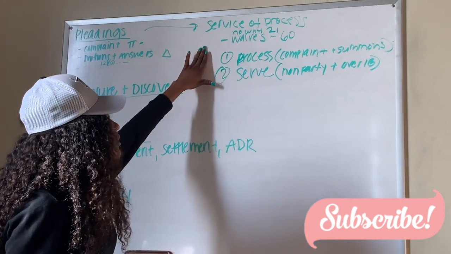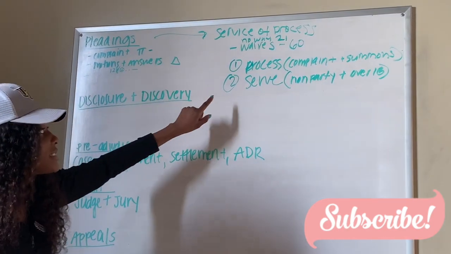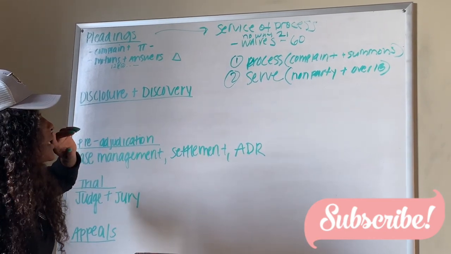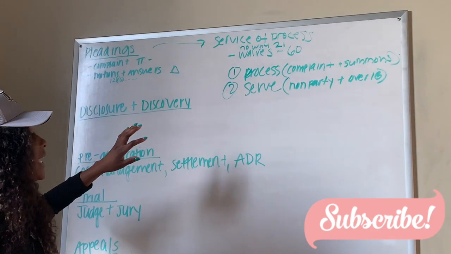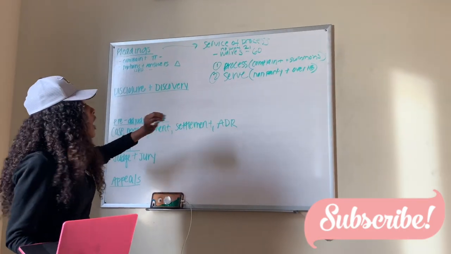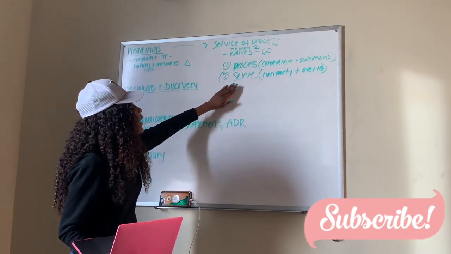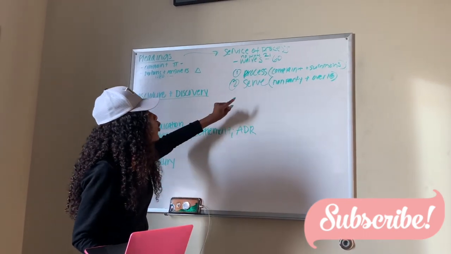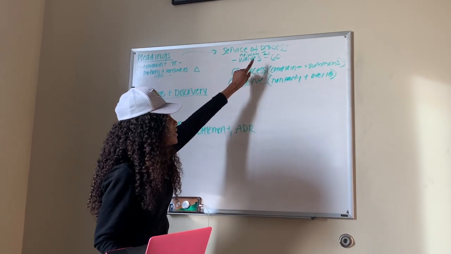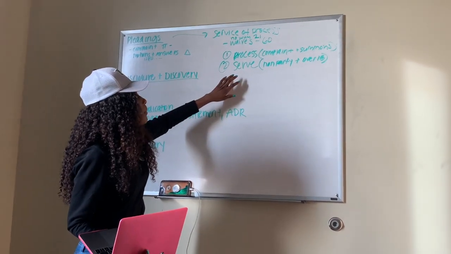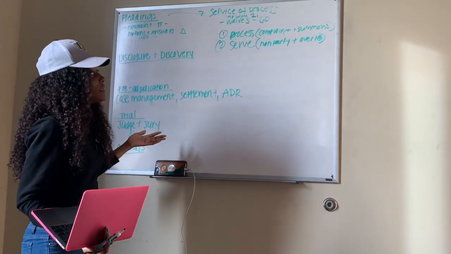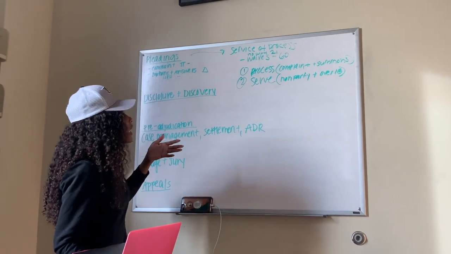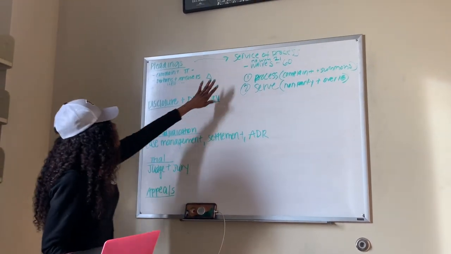So in the service area, once they serve process, the plaintiff sends a form that gives them the opportunity to waive service. If they waive service, then the court grants them 60 days to respond. If they don't waive service, then they only get 21 days to respond. Basically, the courts are just trying to bring down costs, because it's expensive to serve people using like a U.S. Marshal or whatever.